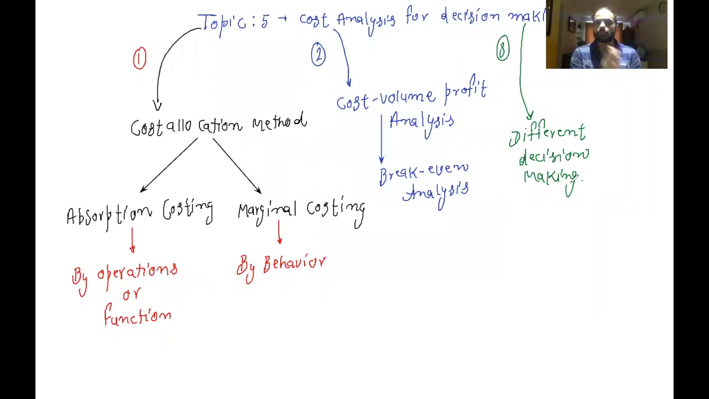So these 3 points are related to cost. If you have a look, your first point, which is the cost allocation method, of course, is about cost. Second is cost volume profit analysis. That's also about cost. And third is different decision making. It means we estimate and analyze the cost in order to make various kinds of decisions in an organization. And of course, we are looking at the cost. So that's the whole idea of this topic, which is cost analysis for decision making.